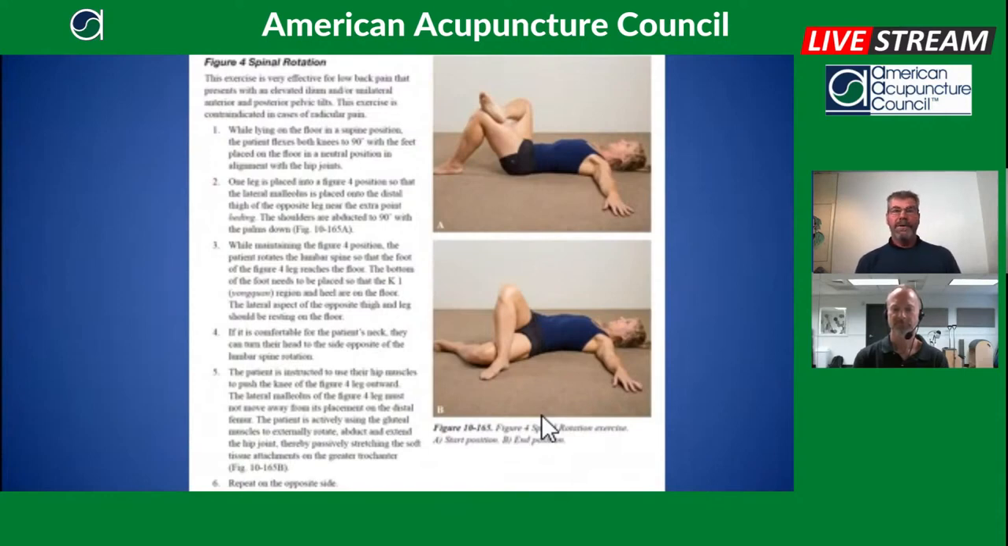This is one particular stretch. It's one of our favorites. It's one that's a patient favorite as well, the figure 4 spinal rotation, where you have the ability to elongate the quadratus lumborum. You can see on the lower photo that she has crossed over that figure 4 position. So her right foot is on the floor, and the lateral aspect of her leg and also thigh is going to be on the floor as well.